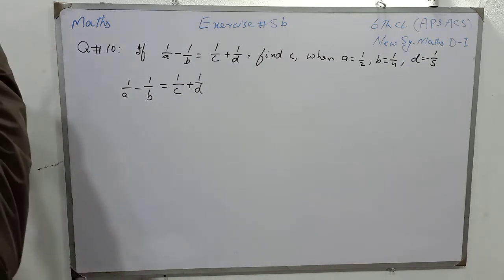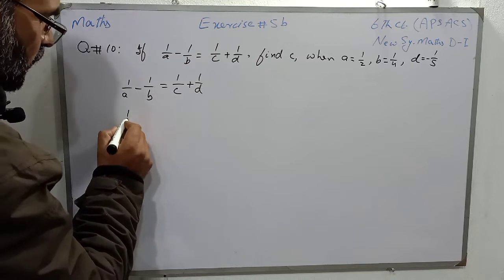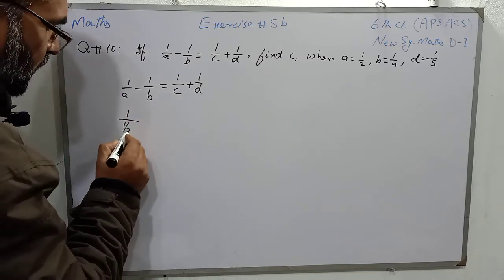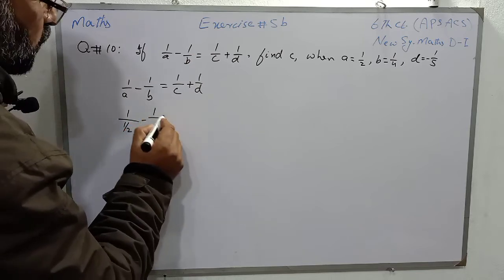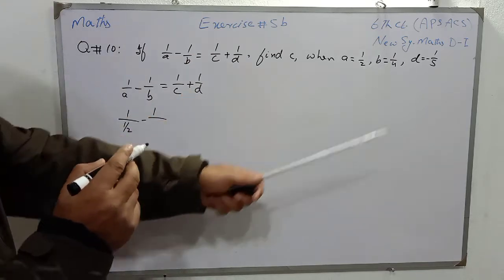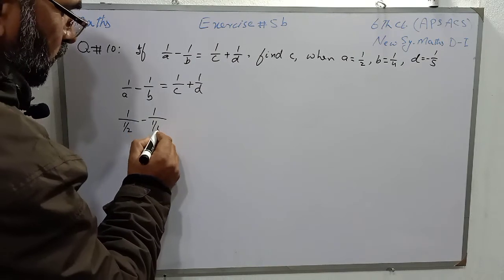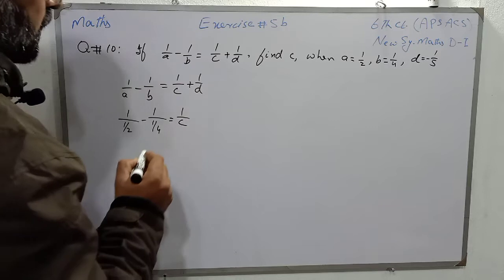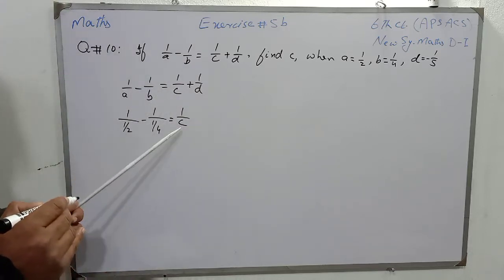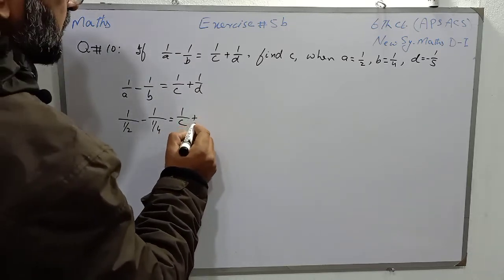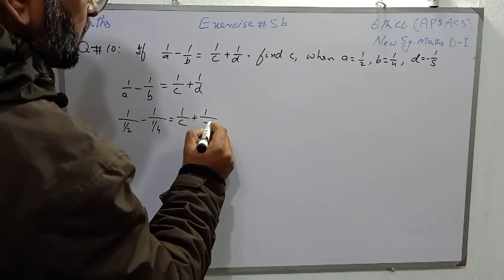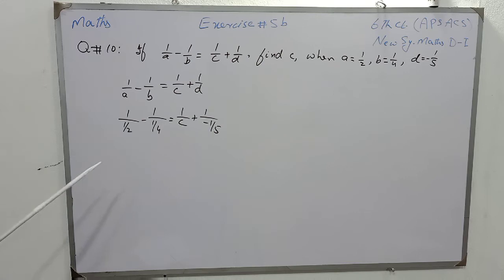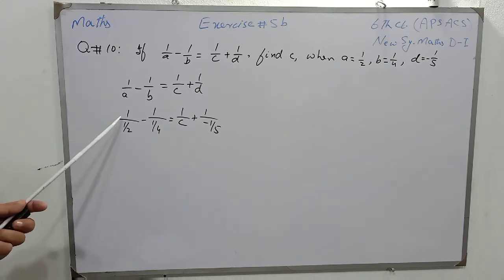So I will write the values as 1 over, the value of A is 1 over 2, so it is written as 1 over 2, minus 1 over B, and the value of B is 1 over 4, so 1 over 4 is written, is equal to 1 over C, the value of C we have to find, so it is written as it is, plus the value of D is minus 1 over 5, so it is written as minus 1 over 5. Students, here I want to explain one thing.